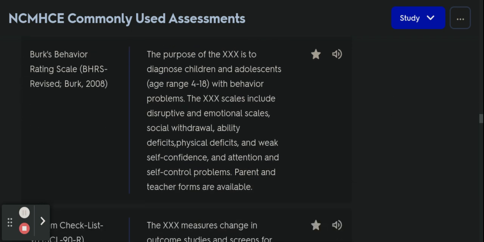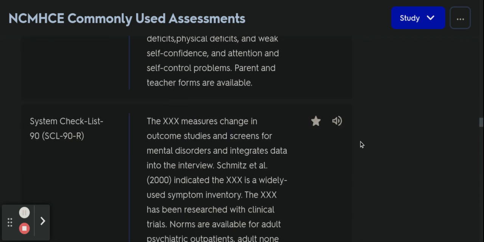Burks' Behavior Rating Scale, BBRS, Revised Burks 2008. The purpose of the BBRS is to diagnose children and adolescents age range 4 to 18 with behavioral problems. The scales include disruptive and emotional scales, social withdrawal, ability deficits, physical deficits, weak self-confidence, and attention and self-control problems. Parent and teacher forms are available.